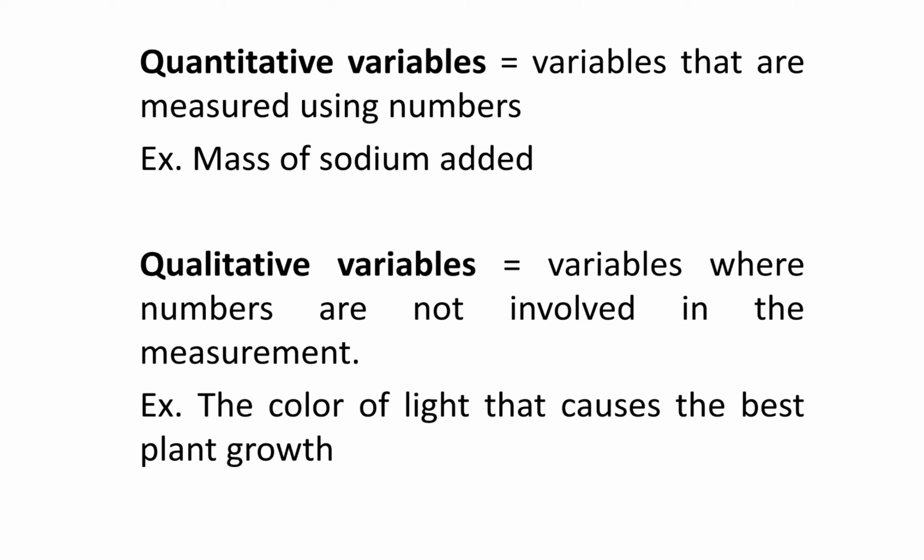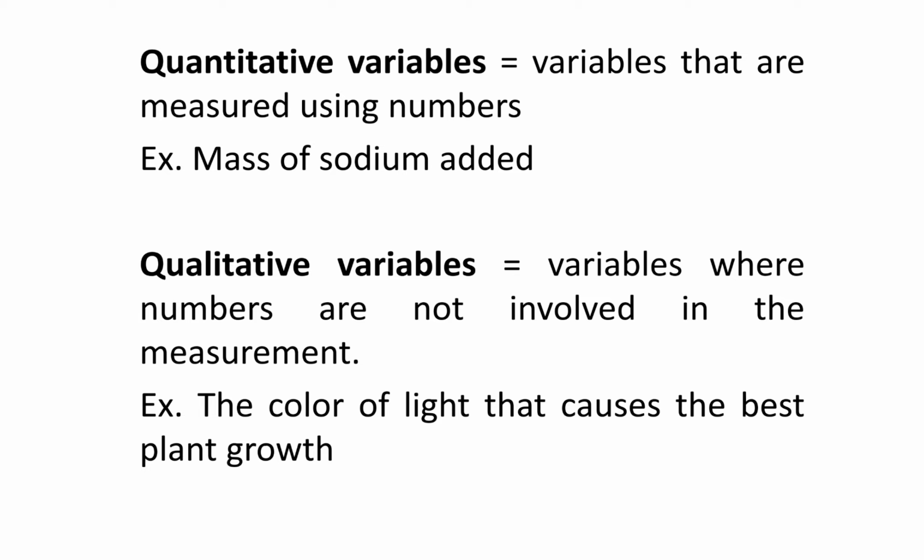Okay, you have quantitative variables and qualitative. So quantitative ones are variables that are measured using numbers. For example, the mass of sodium added. Or like in the BrainPOP video, the amount of times you water the plant, once a week. That's still twice a week. Those are still numbers. Those are still considered quantitative data.